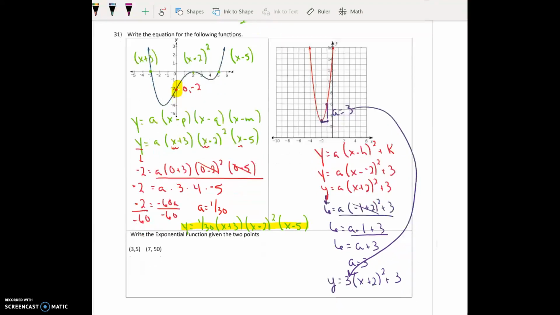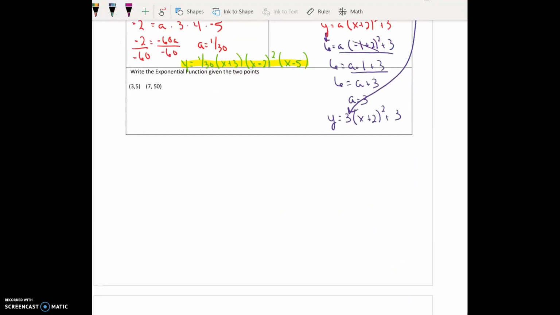All right, last question, writing the exponential function. So this is the most recent part that we did based on y equals b times g to the x. So I'm going to take my first one and just put y and x in. So notice we've just been putting y and x in and cleaning things up. All right, so 5 equals b times g to the third. And then the second one, I'll put 50 equals b times g to the 7th.